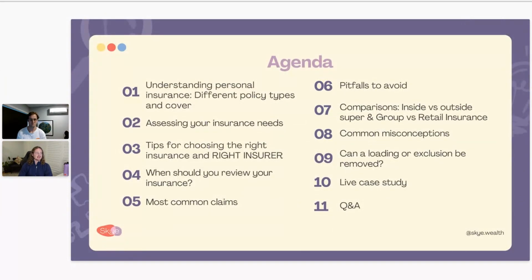So we'll talk about the agenda. Trent and myself are going to be talking about different areas of the presentation. We're going to cover what the different policy types are and how they work, assessing your insurance needs, tips for choosing the right cover with the right insurer, when you should review your insurance, and the most common claims, statistically. We'll talk about pitfalls to avoid, comparisons inside and outside of super, group versus retail policies, common misconceptions, loadings and exclusions and how they work, and we've got live case studies, and then a Q&A.